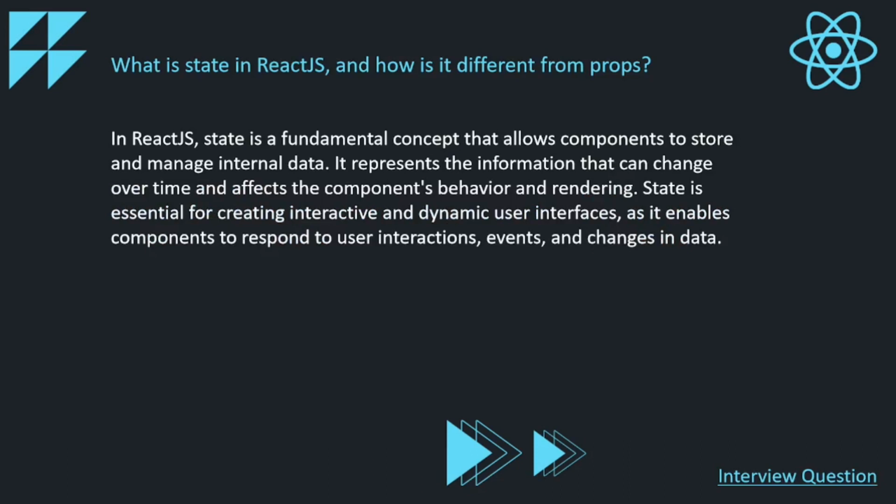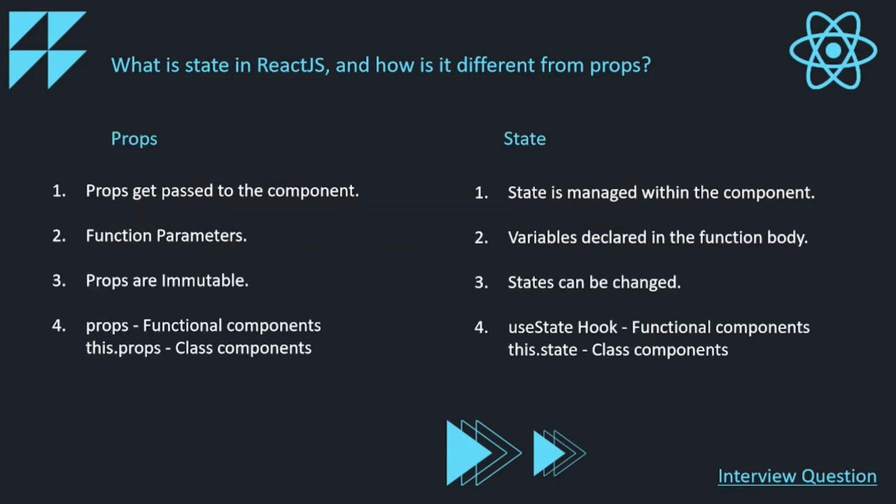So in React.js, state is a fundamental concept that allows components to store and manage internal data. It represents the information that can change over time and affects the component's behavior and re-rendering. State is essential for creating interactive and dynamic user interfaces, as it enables components to respond to user interactions, events, and changing data. Now this is the basic definition of state that we have looked at. Now let's look at the difference between state and props.